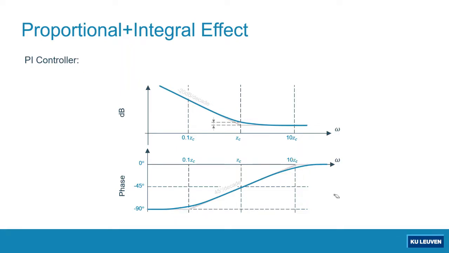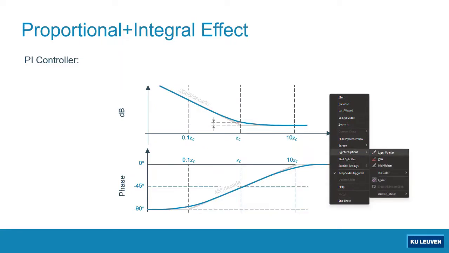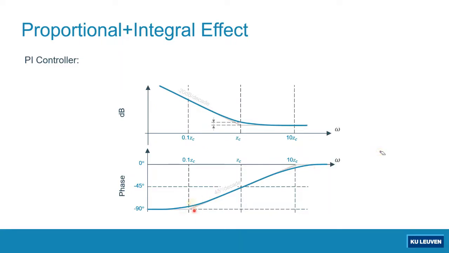Instead, in real practice, the phase value at 1 decade below the corner frequency will be slightly higher than negative 90 degrees, while the phase value at 10 times ZC, or 1 decade above the corner frequency, will be slightly below 0 degree. Okay, it won't be ideal as if in the straight line sketching.